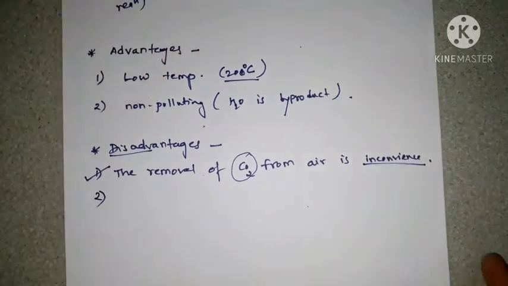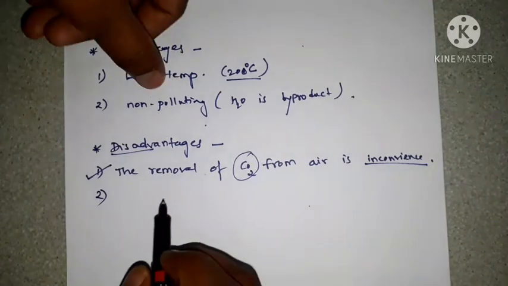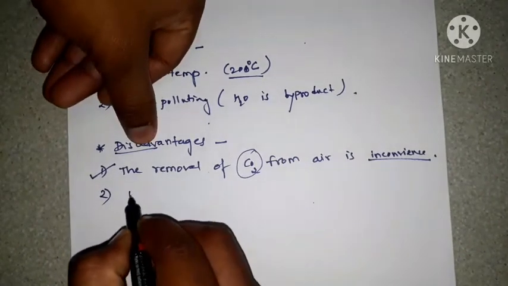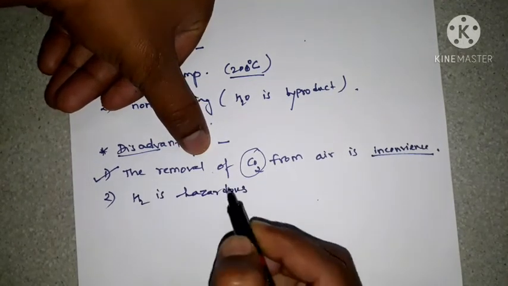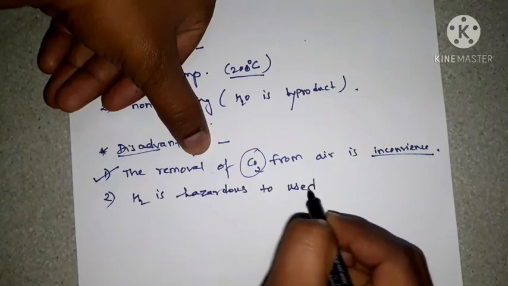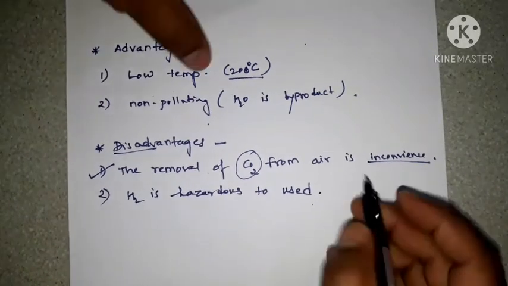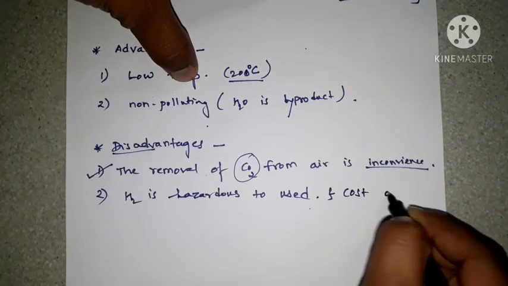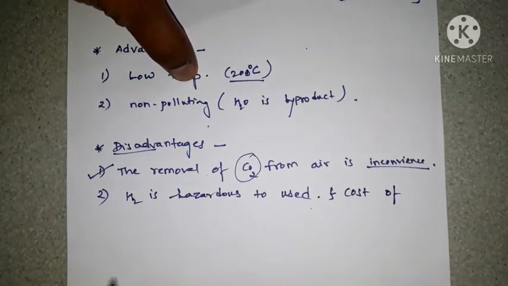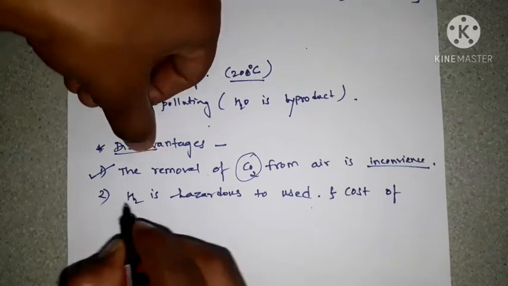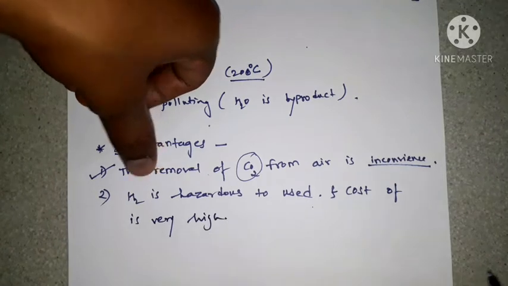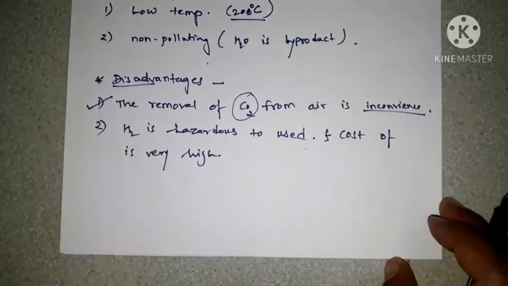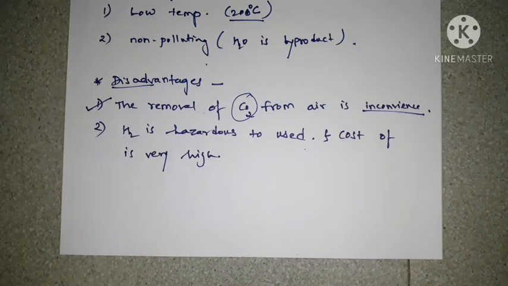Then second, hydrogen gas is hazardous to use. H2 gas is hazardous to use. And the cost of preparing hydrogen gas is very high. Cost of formation of hydrogen gas is very high. So these are the disadvantages of the hydrogen oxygen fuel cell.